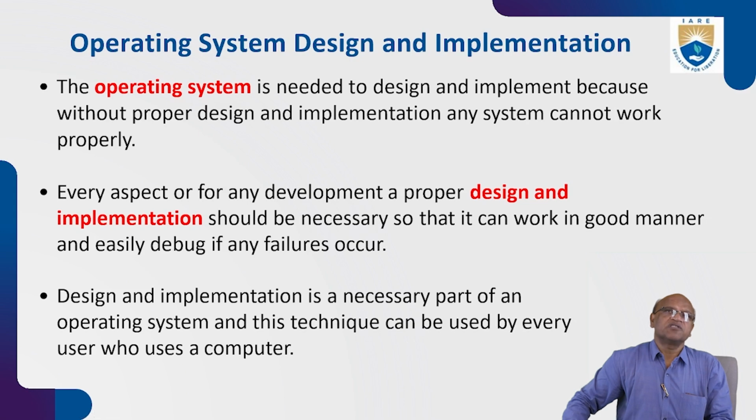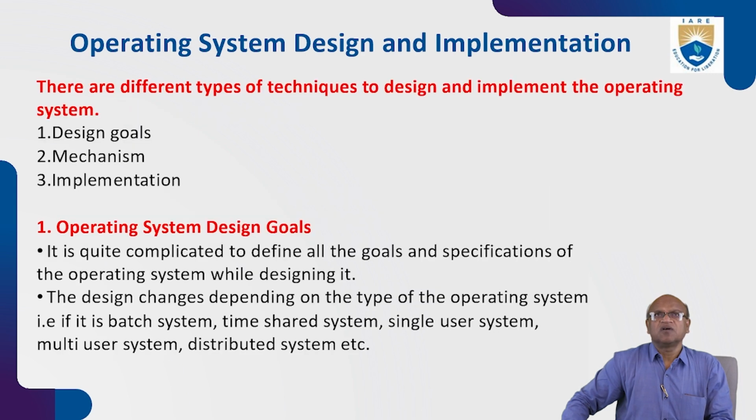An operating system needs to be designed and implemented, because without proper design and implementation, no system can work properly. For any development, a proper design and implementation is necessary so that it can work in a good manner and be easily debugged if any failures occur. Design and implementation is a necessary part of an operating system, and this technique can be used by every user who uses a computer. Design goals: we will see operating system design and implementation.